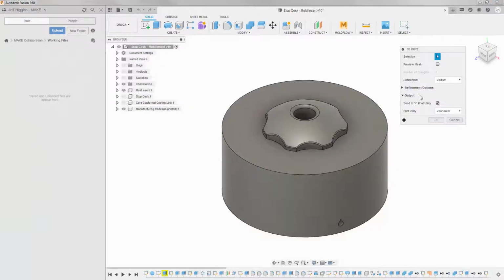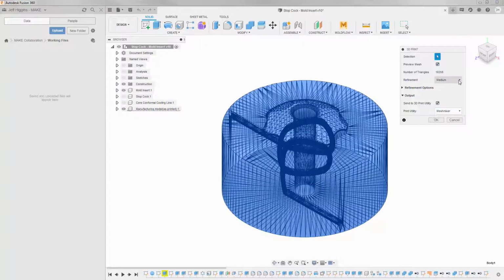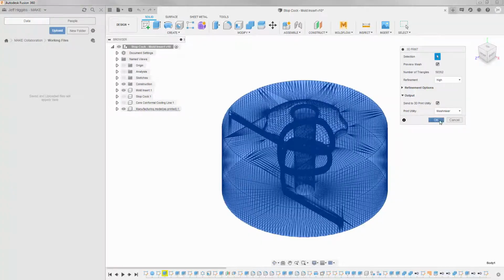Continued collaboration through advanced manufacturing processes, design, sharing of data, and documentation are now completely accessible to everyone within the Fusion 360 platform.